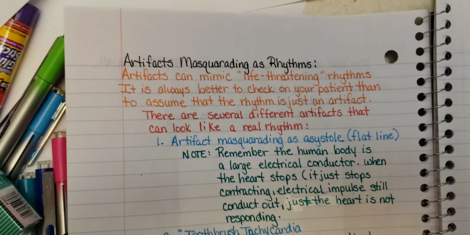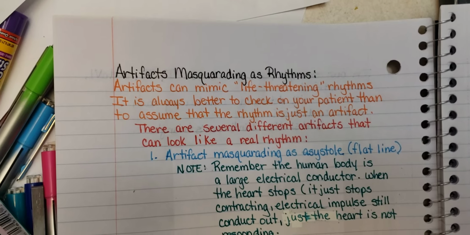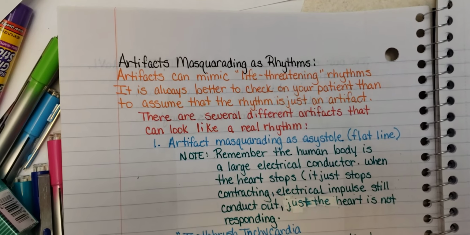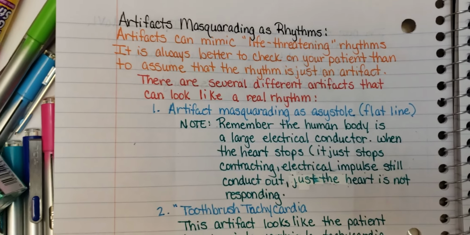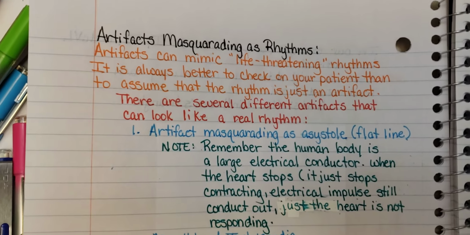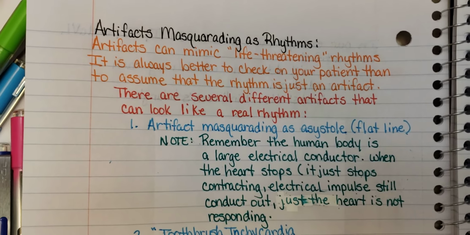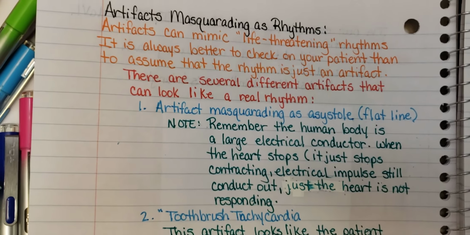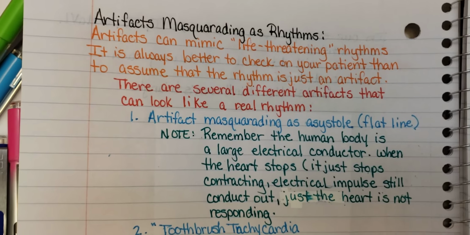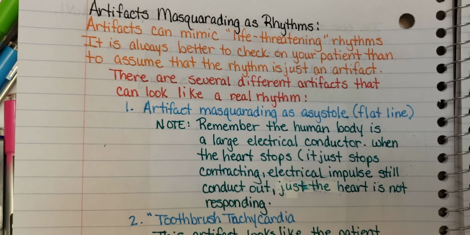Next, we have artifacts masquerading as rhythms. Artifacts can masquerade sometimes as life-threatening rhythms. Just always remember, it's better to check on your patient than to assume that the rhythm is an artifact, even though it may not seem to be like a real rhythm. It's better to be safe than sorry.